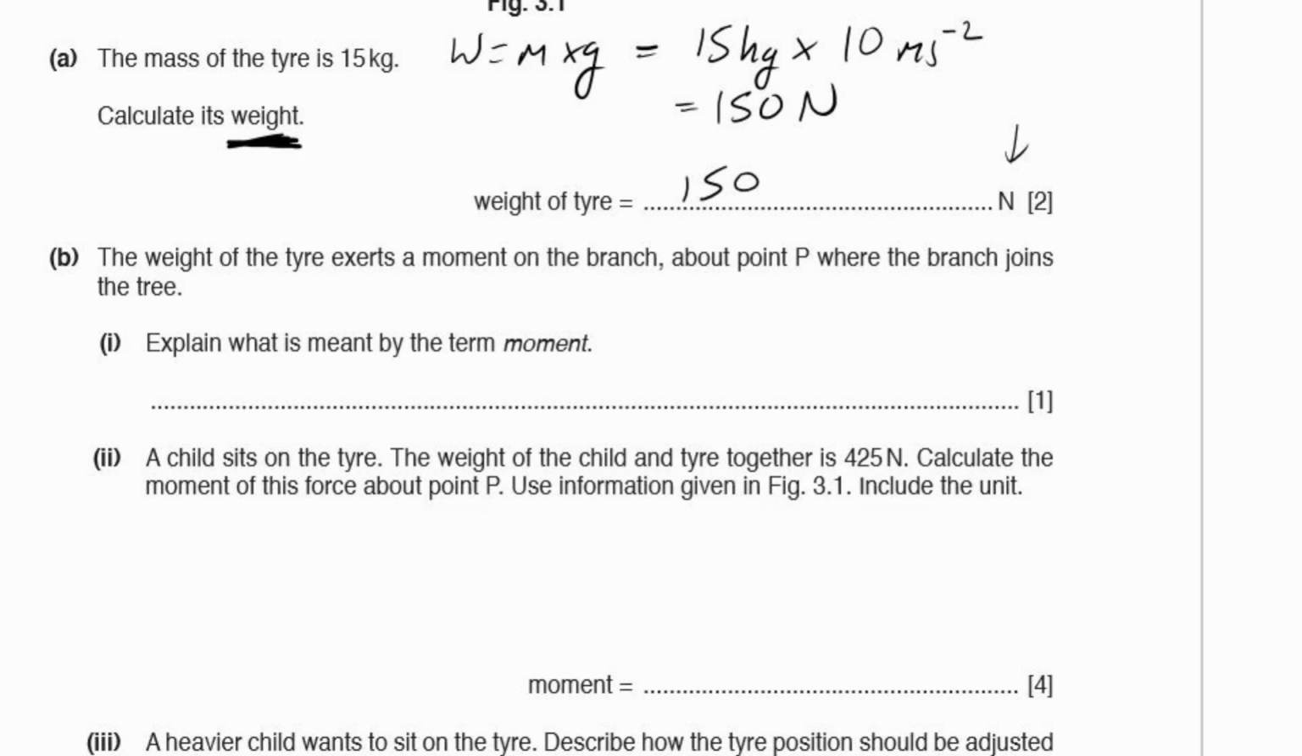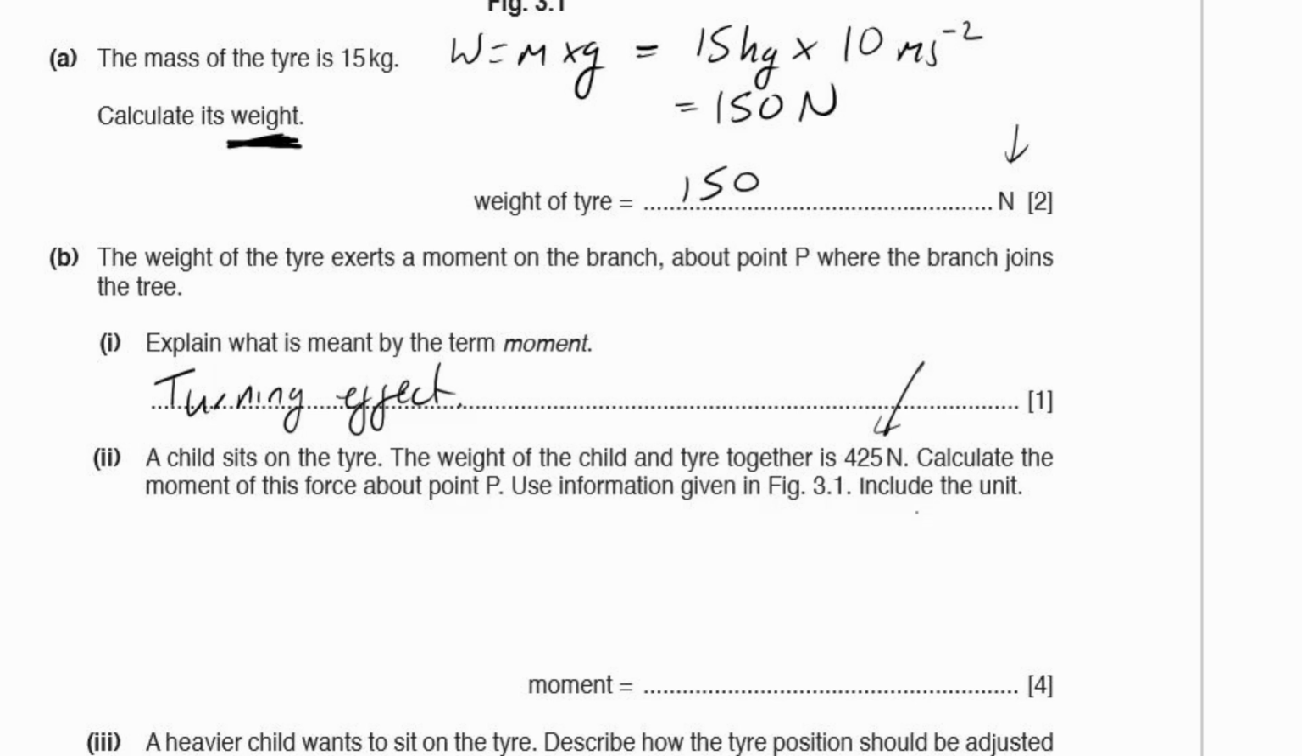The weight of the tyre exerts a moment on the branch about point P where the branch joins the tree. 1. Explain what is meant by the term moment. A moment is really a turning effect. 2. A child sits in the tyre. The weight of the child and the tyre together is 425 newtons. Key point.